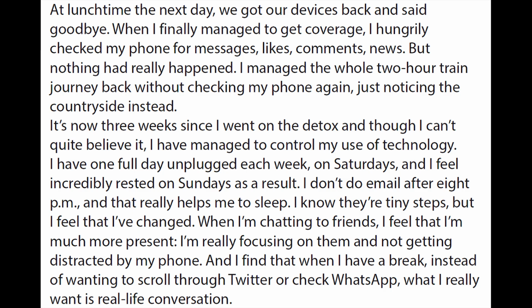When I'm chatting to friends, I feel that I'm much more present. I'm really focusing on them and not getting distracted by my phone. And I find that when I have a break, instead of wanting to scroll through Twitter or check WhatsApp, what I really want is real-life conversation.